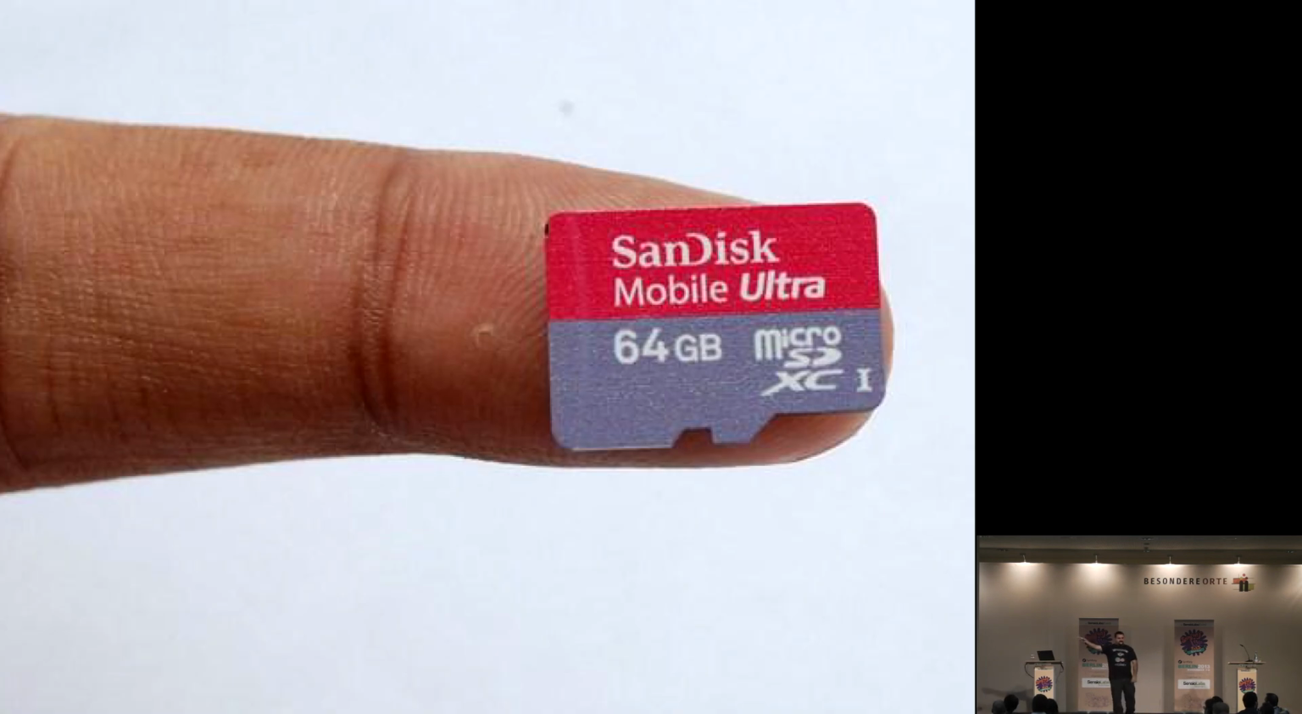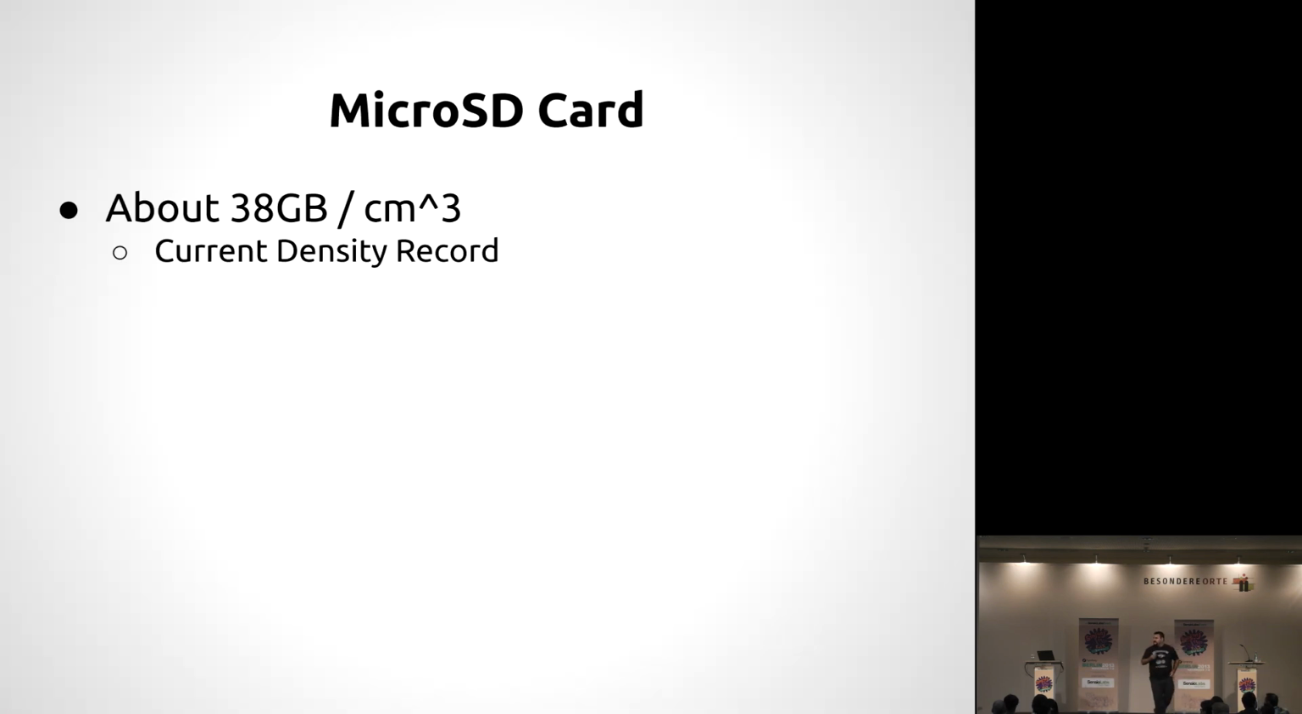Everybody knows what this is? A micro SD card? A 64 gigabyte micro SD card is the current data density record. It's about 38 gigabytes per cubic centimeter. To put that in perspective, imagine we stack these up, one next to the other, forgetting how we connect the electronics, into a 1 meter by 1 meter cube. That'd be a lot of data, right?